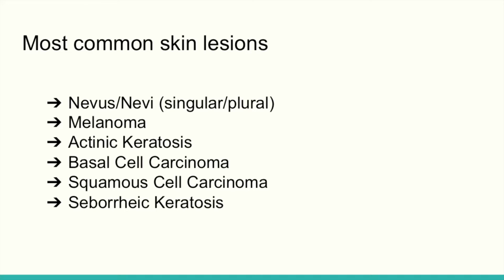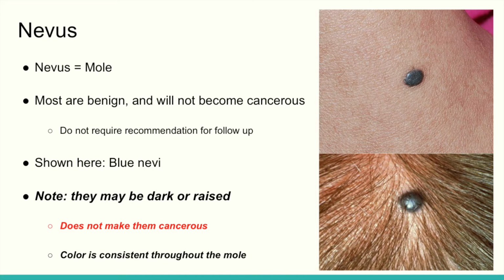There's also things that are precancerous, like actinic keratosis, and then there's actual slow-growing cancers of the skin called basal cell carcinoma and squamous cell carcinoma. And there's also things that look like they're really bad, but in fact are just benign growths, and those are called seborrheic keratosis. So let's first talk about what's normal.